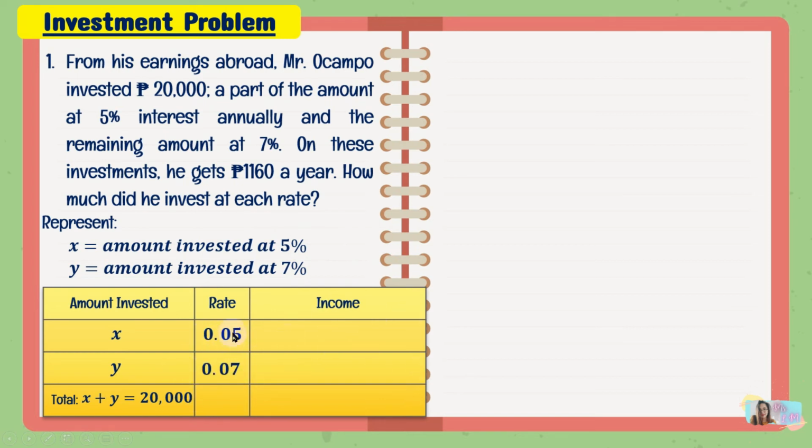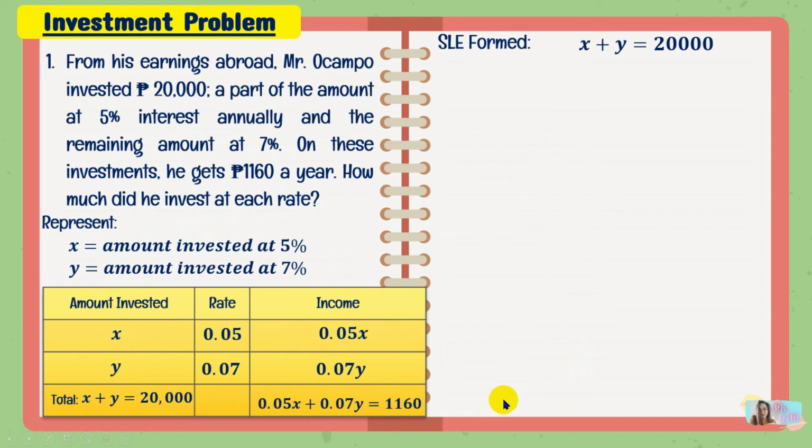And to get the income, we have to multiply the rate by the amount. So, magkakaroon tayo ng 0.05x and 0.07y. At ang total daw po na income niya sa kanyang investment ay 1,160, kaya po i-add ulit natin tong income na to equals sa 1,160. So, alin po yung magiging equations natin? We have x plus y is equals to 20,000 and 0.05x plus 0.07y equals 1,160. Yun yung ating second linear equation.